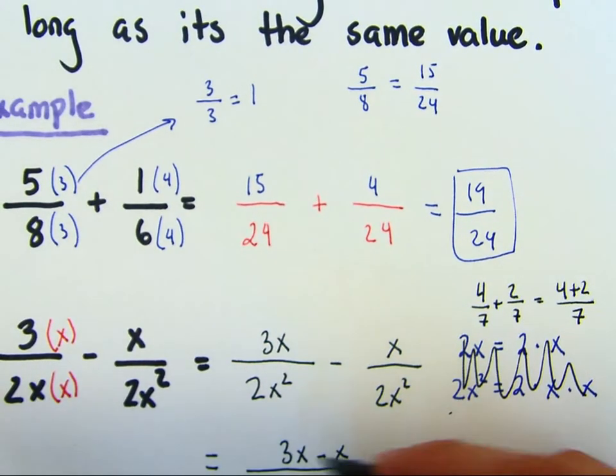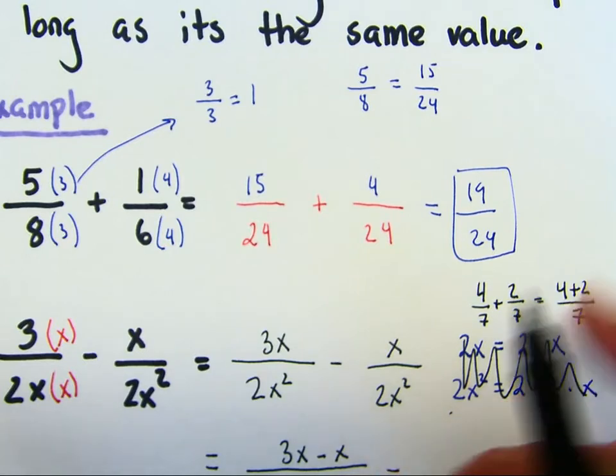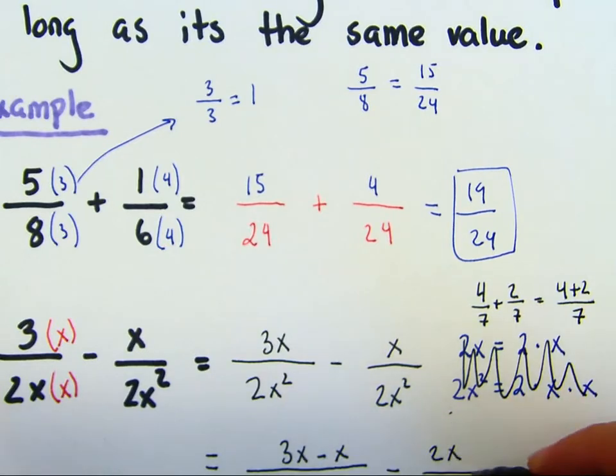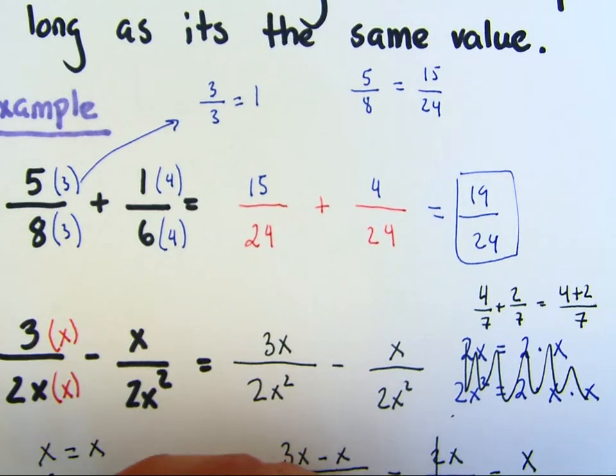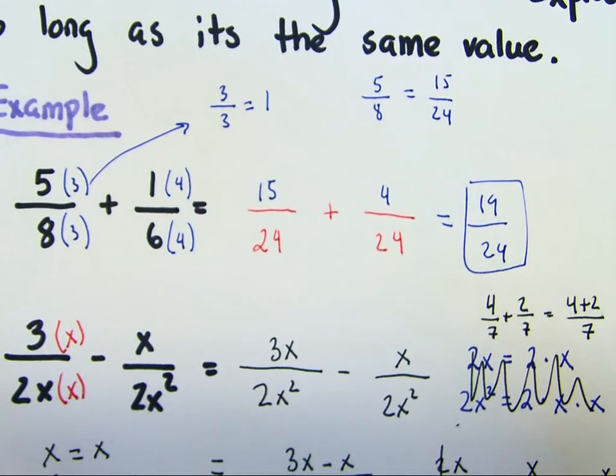And then can we simplify further is the question you need to ask. And if I'm going too fast, take your time, pause the video, and try and answer the questions I'm asking you. But 3x minus x is just 2x over 2x squared. And the question is, can I simplify this further? And yes, you can, because the 2's can cancel out, so I'm left with x over x squared. But remember, x is equal to x, and x squared is equal to x times x. So here, the x's cancel out, and I'm just left with 1 over x.